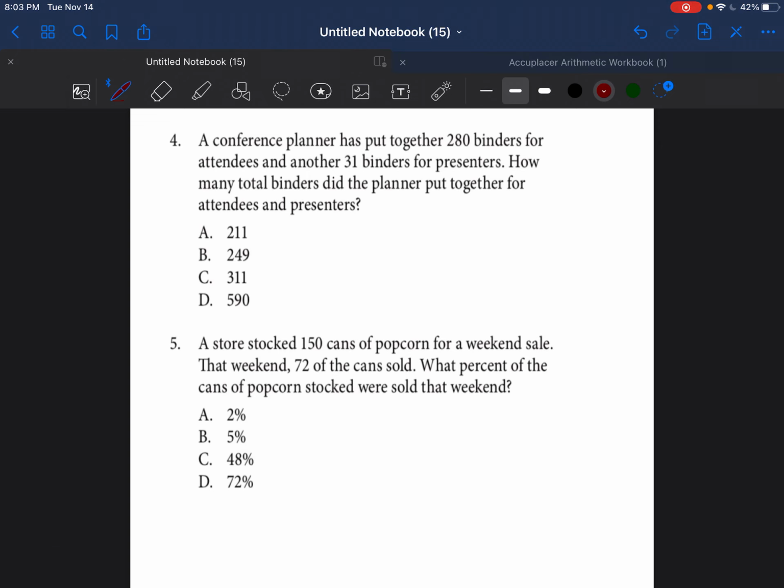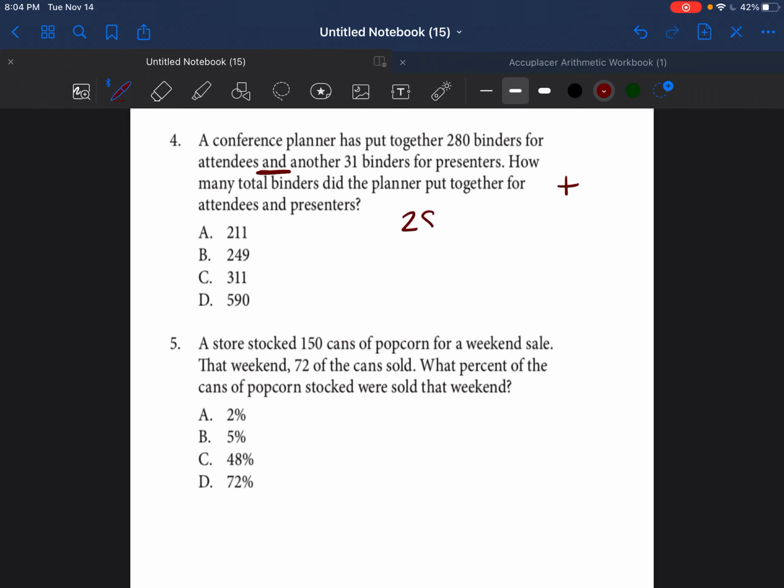It says, a conference planner has put together 280 binders for attendees and another 31 binders for presenters. How many total binders did the planner put together for attendees and presenters? Okay, so again, we're looking for those indicator words in this word problem. We don't see the word each, so we're not multiplying in this case, but we see the word and. So if I told you you ate apples and oranges, you would add those two numbers together. So because they put together 280 binders and 31 binders, you must be adding those two numbers.